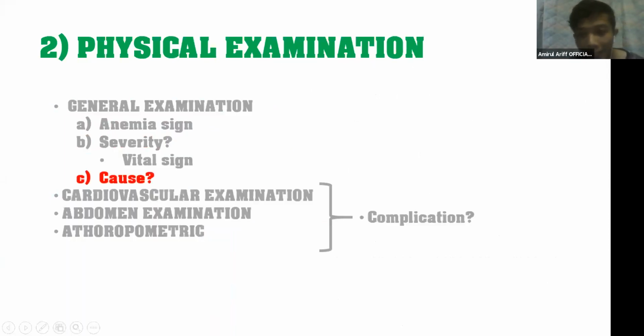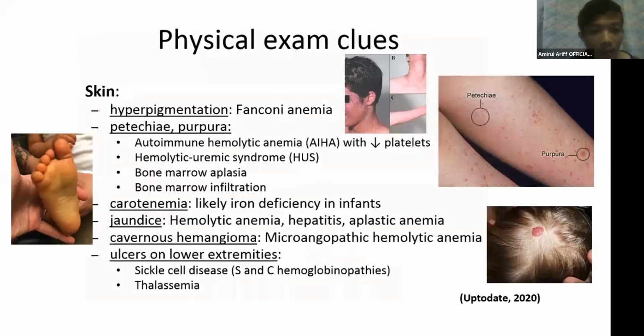So from the general examination, the other important thing that you need to know is that we need to look for causes, right? There are specific clinical signs that might suggest to us the underlying causes. For example, in the skin, hyperpigmentation, as you can see from this picture, might suggest Fanconi anemia. Petechiae and purpura might suggest bleeding disorders or leukemia. Carotenoemia is likely in iron deficiency in infants.